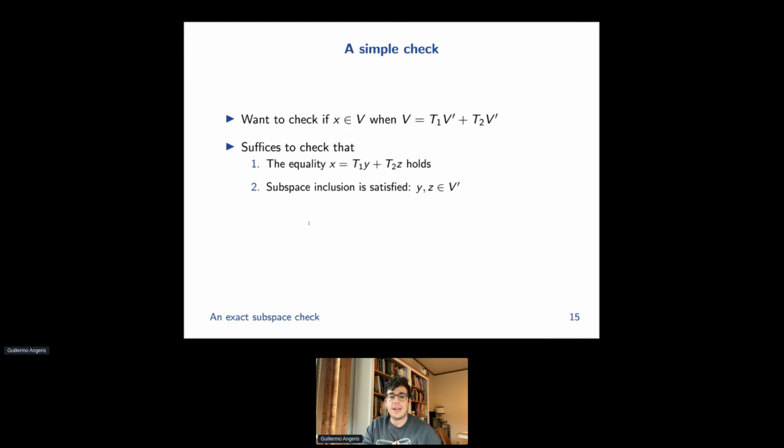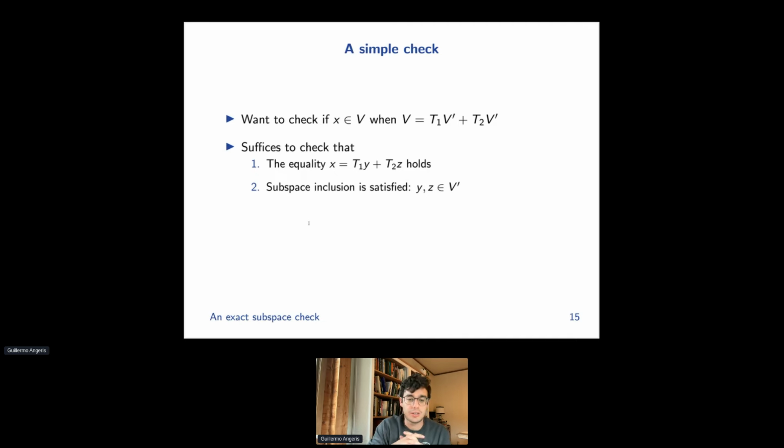Okay, so what does it suffice to check? Well, by definition, if V equals T1 V prime plus T2 V prime, then that means that every x can be written as T1 times a vector y plus T2 times a vector z, where y and z belong to V prime. That's just the definition of this weird equality that we wrote up there. That's the definition that we said originally.